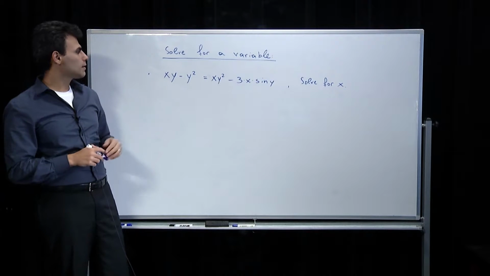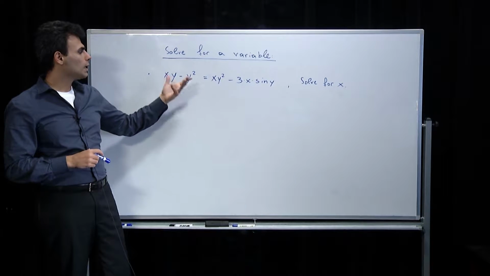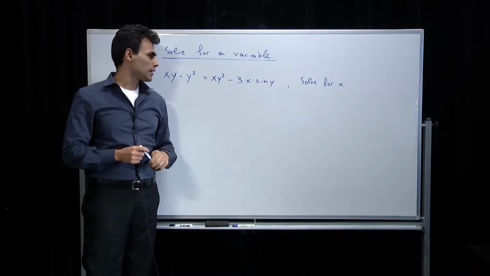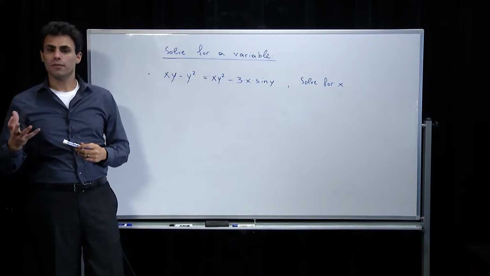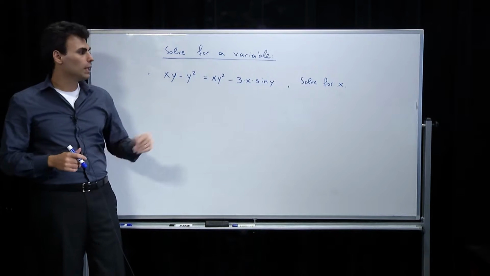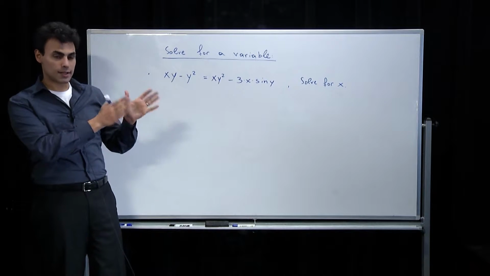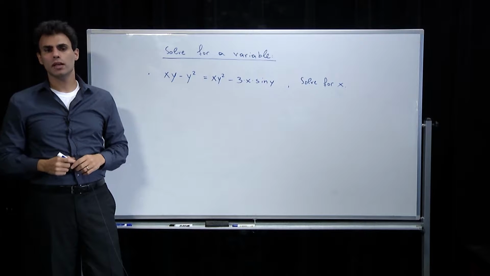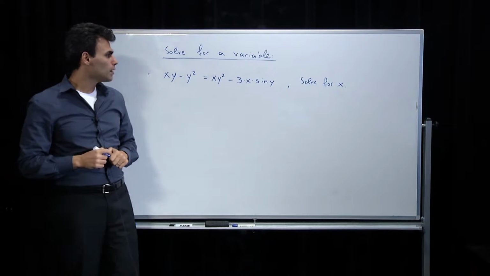In this case, take this example. It's x times y minus y squared equals xy squared minus 3x sine y, and we want to solve for x. This is not a question of x equals 5 or x equals 3. What we're going to try to do here is have x on the left-hand side and a complicated function that contains y's on the right-hand side. So how do we do that?